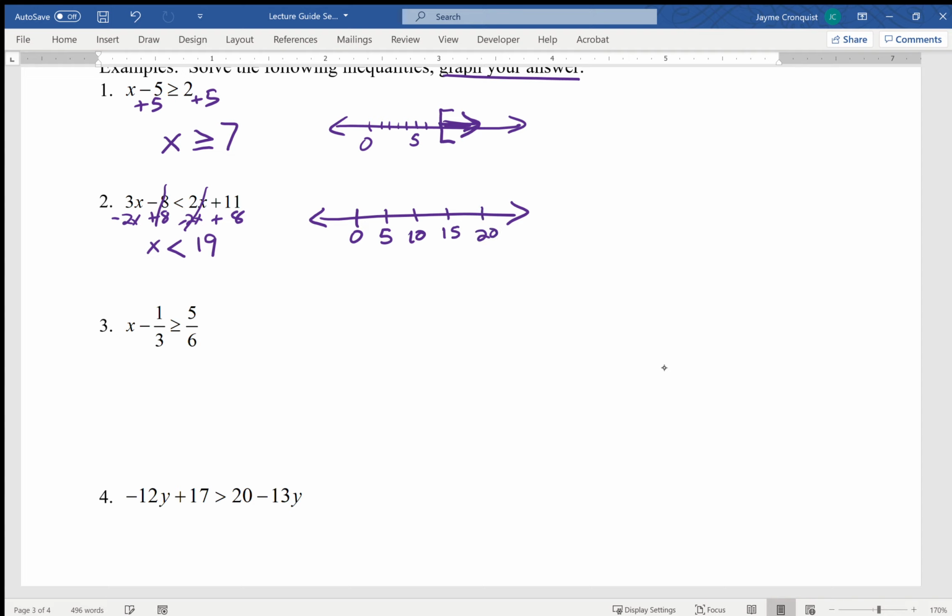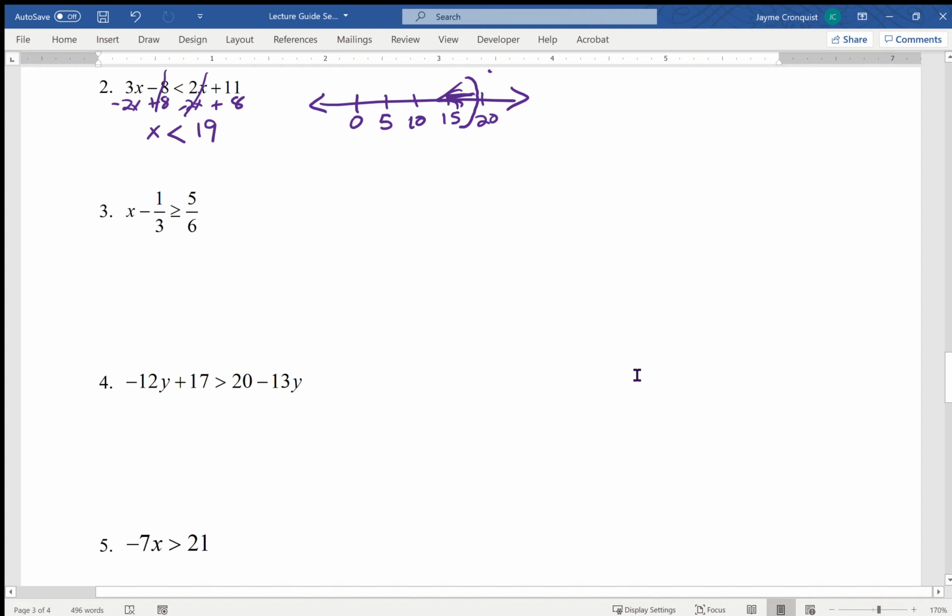So I know that x is less than 19. Okay, that's all I need. I'm going downwards, but the direction I open this parenthesis should tell you that. All right, I add 1/3. Now, I'm going to need a common denominator to add these two. So if I multiply 1/3 by 2 over 2, I get 2/6. So x is greater than or equal to 7/6.